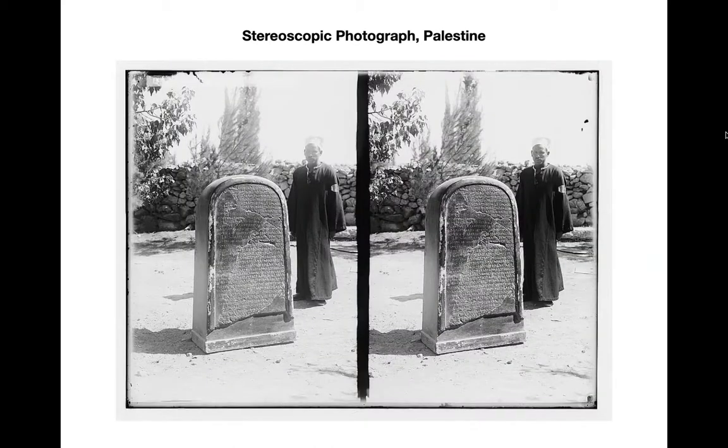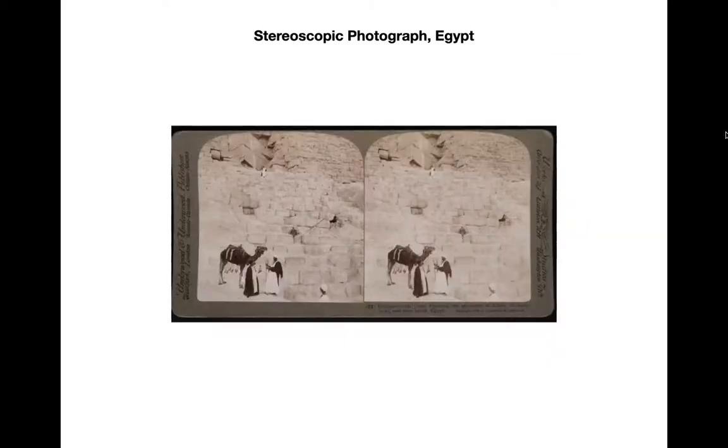Here's an example of a stereoscopic photograph from Palestine. Here's a stereoscopic photograph from Egypt. Probably can't quite make out the caption, but it says it's the entrance to the Great Pyramid.